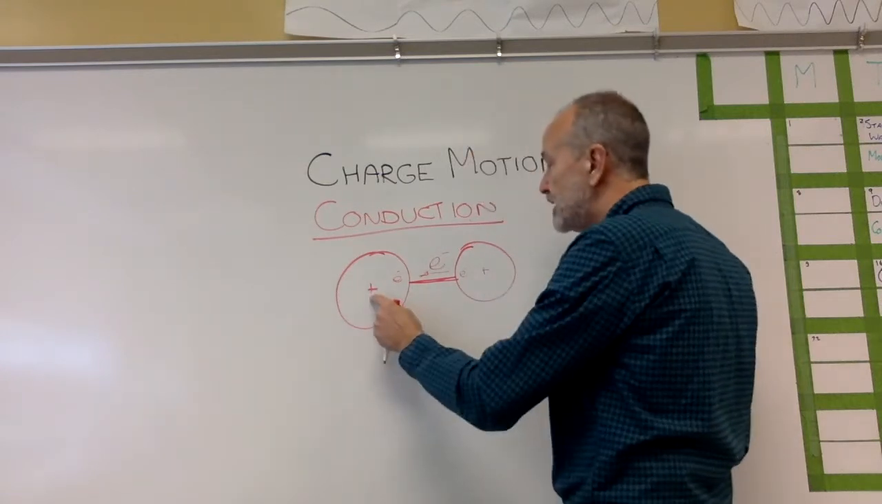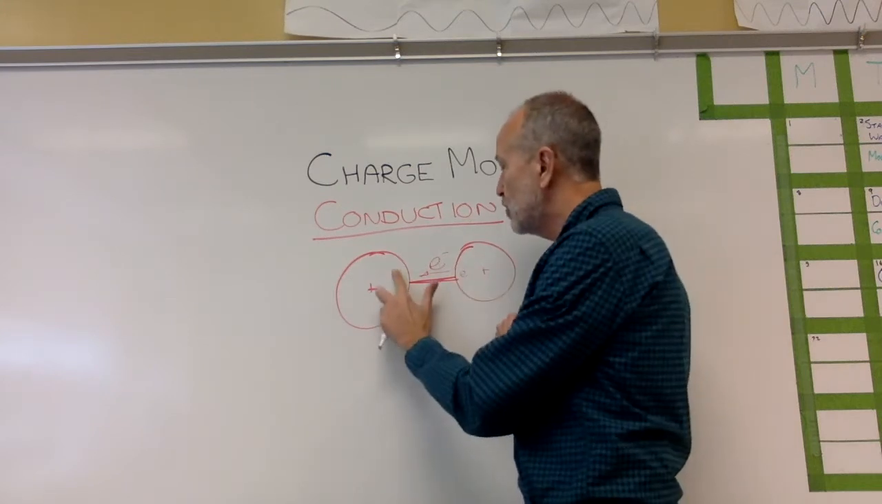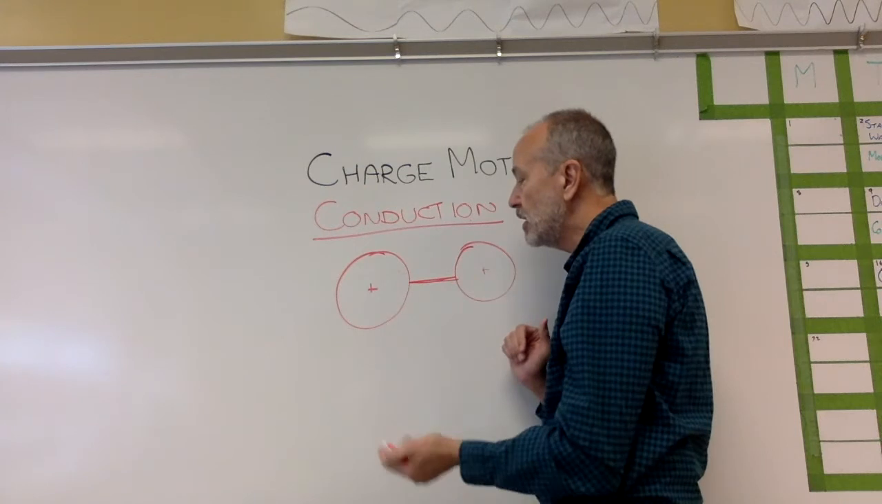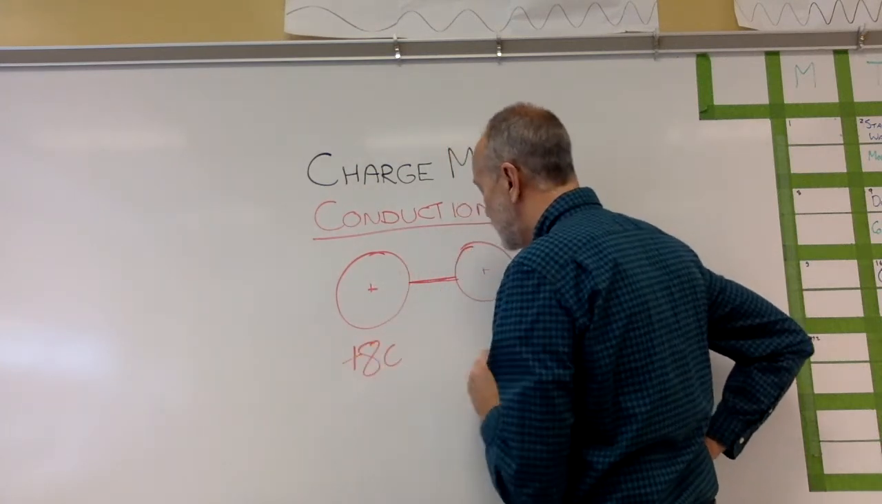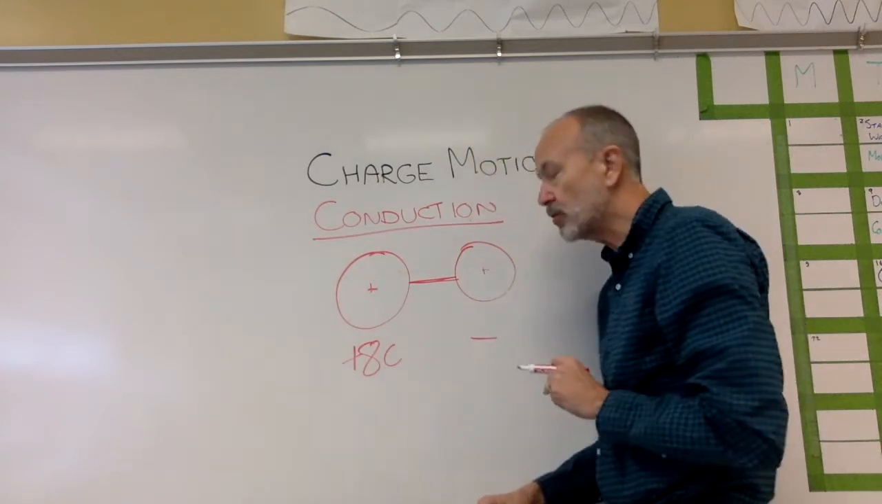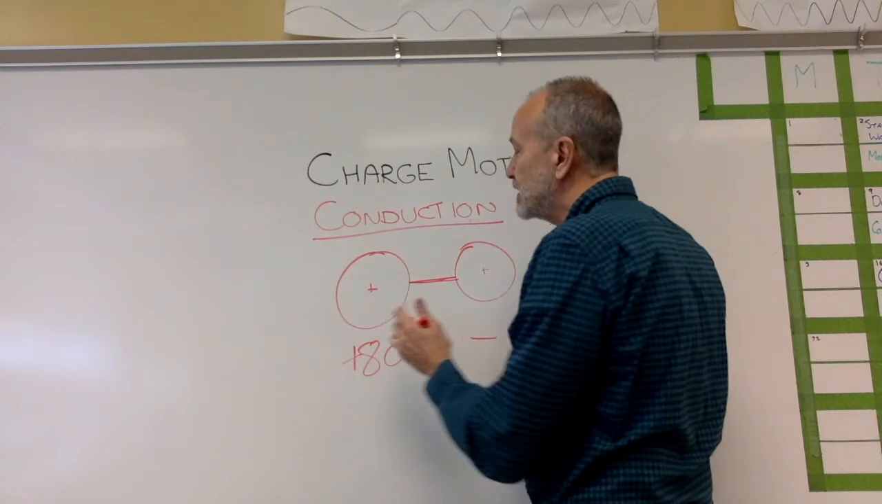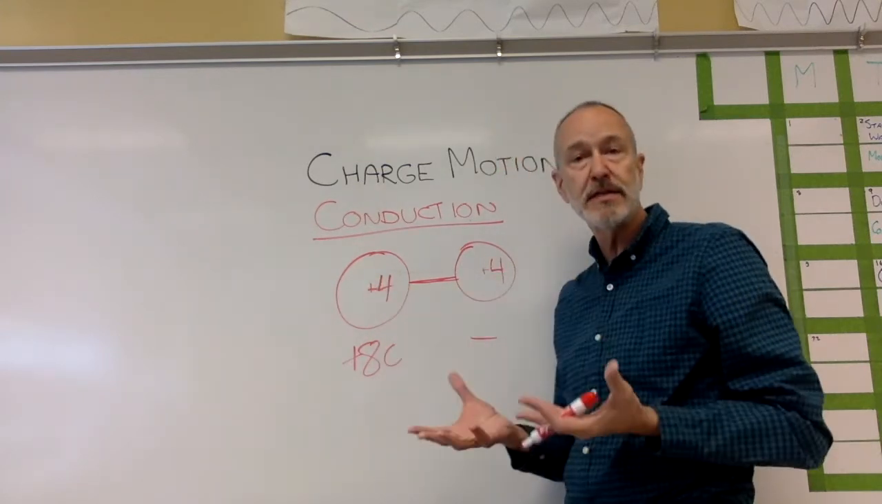Okay, until this and this are both pulling on electrons equally. So no more electrons want to move over. They're perfectly happy where they are. So if this started out with positive 8 coulombs of charge, and this had 0 coulombs of charge, the total charge will end up being balanced at positive 4, positive 4, because there's conservation of charge.